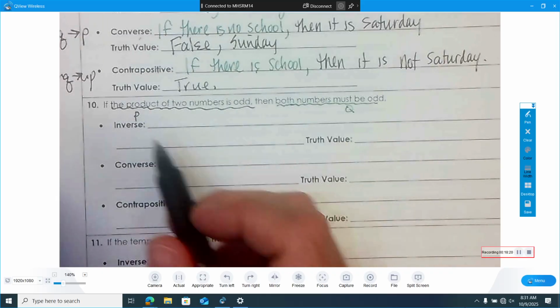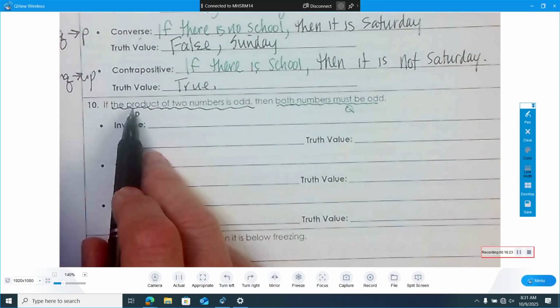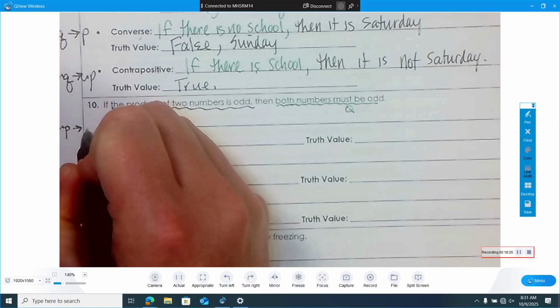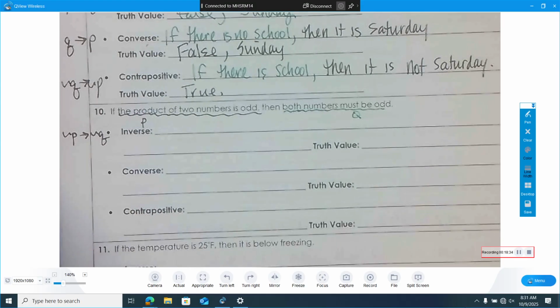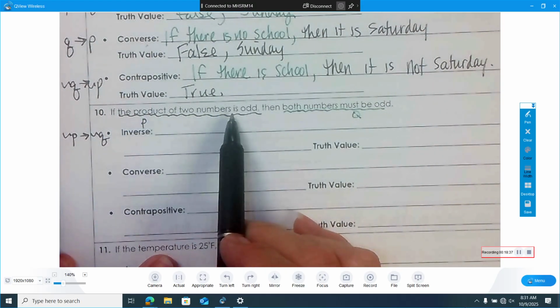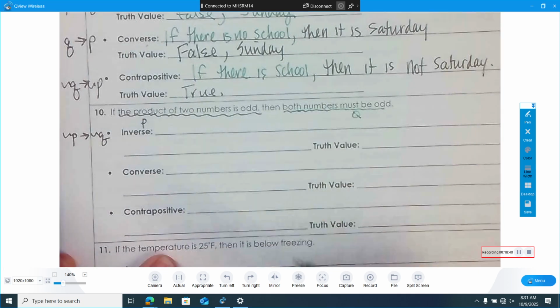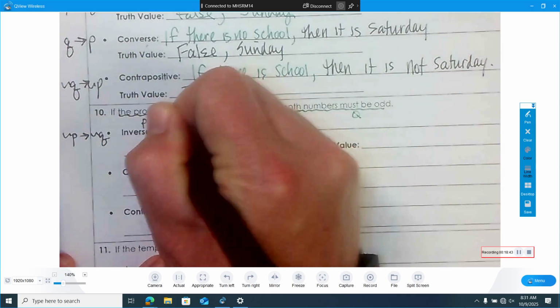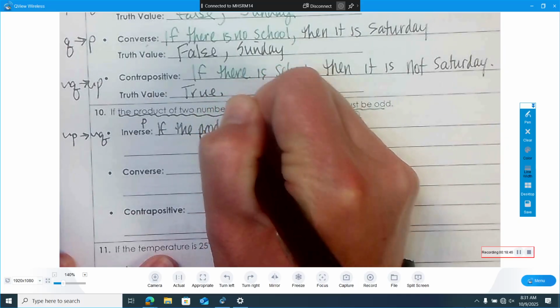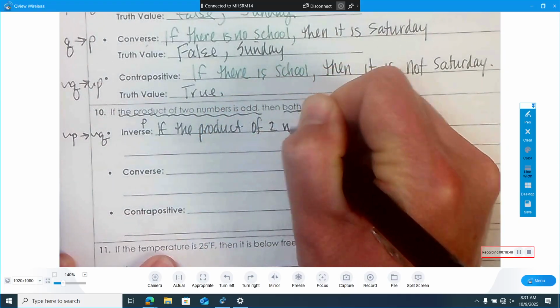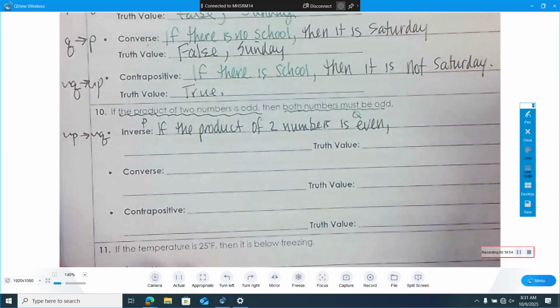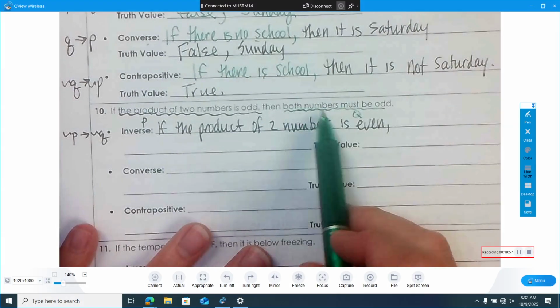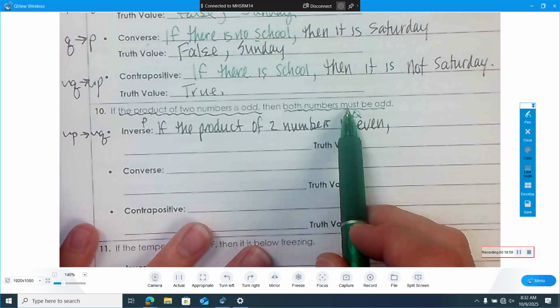Ooh, interesting. Yeah. So, to negate the inverse, we have to negate the P and negate the Q. So the order stays the same, but we have to do the nots in there. All right, so if I were to say, if the product of two numbers is not odd, what does that mean? If it's not odd, it must be even, absolutely. So if the product of two numbers is even, all right, then both numbers must not be odd.